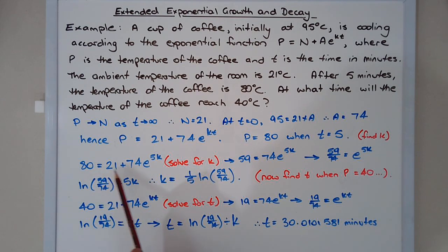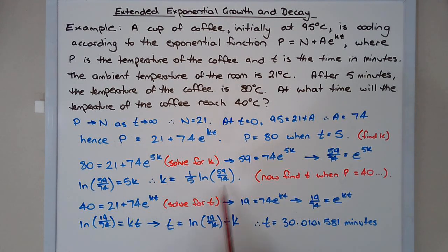So 80 equals 21 plus 74 multiplied by e to the power of 5k. And we'll solve for k, so subtracting 21 from both sides, we have 59 equals 74 multiplied by e to the power of 5k. Dividing both sides by 74, we have 59 over 74 equals e to the power of 5k. So we take the natural logarithm of both sides. So we have ln of 59 over 74 equals 5k. Finally, dividing both sides by 5, we have k equals 1 on 5 multiplied by the ln of 59 over 74. Now I'm going to keep this in exact form.